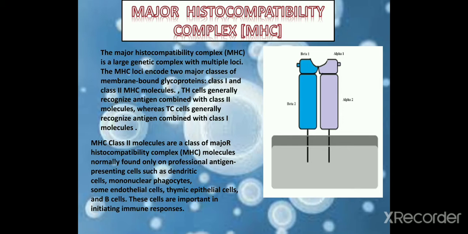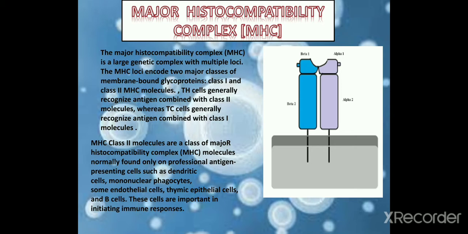So the first one is MHC, major histocompatibility complex. Major histocompatibility complex is a genetic complex with multiple loci. In simple words, it is a group of genes found on the surface of cells of the immune system to recognize foreign substances. It is present in higher vertebrates. In humans, it is called the human leukocyte antigen system or HLA system.